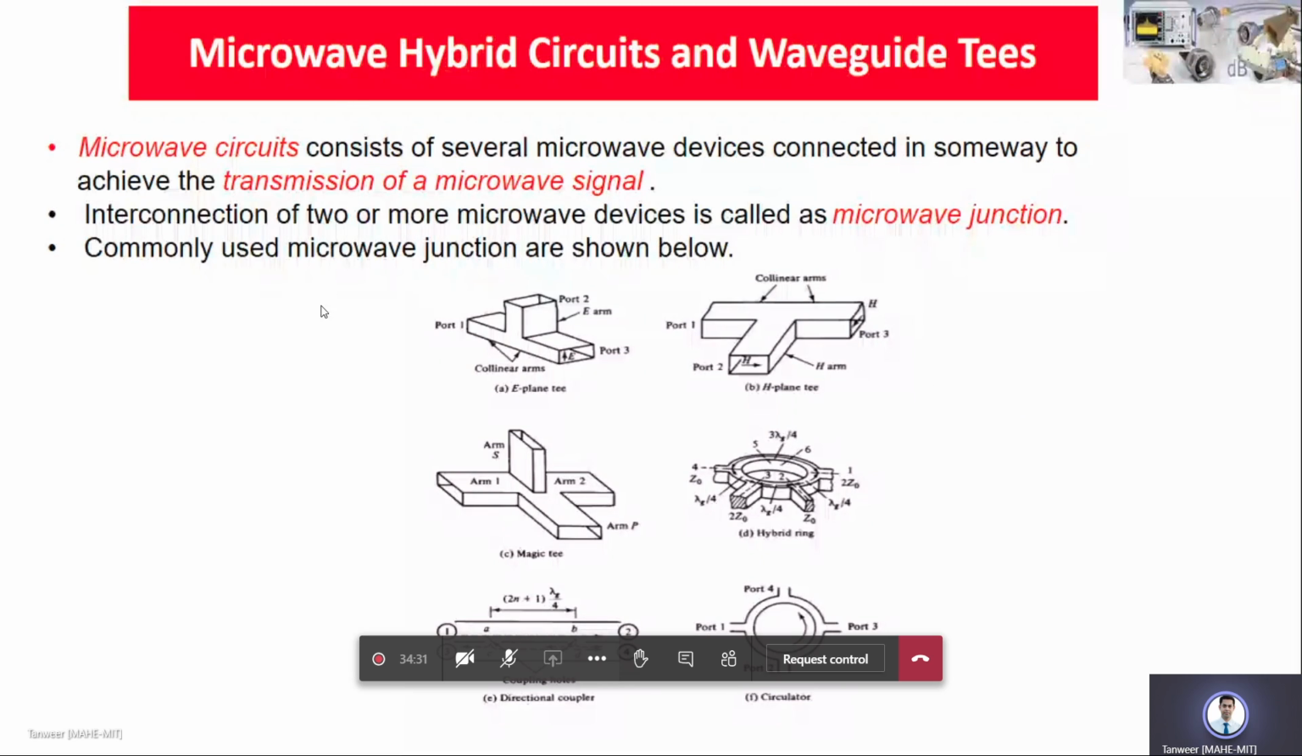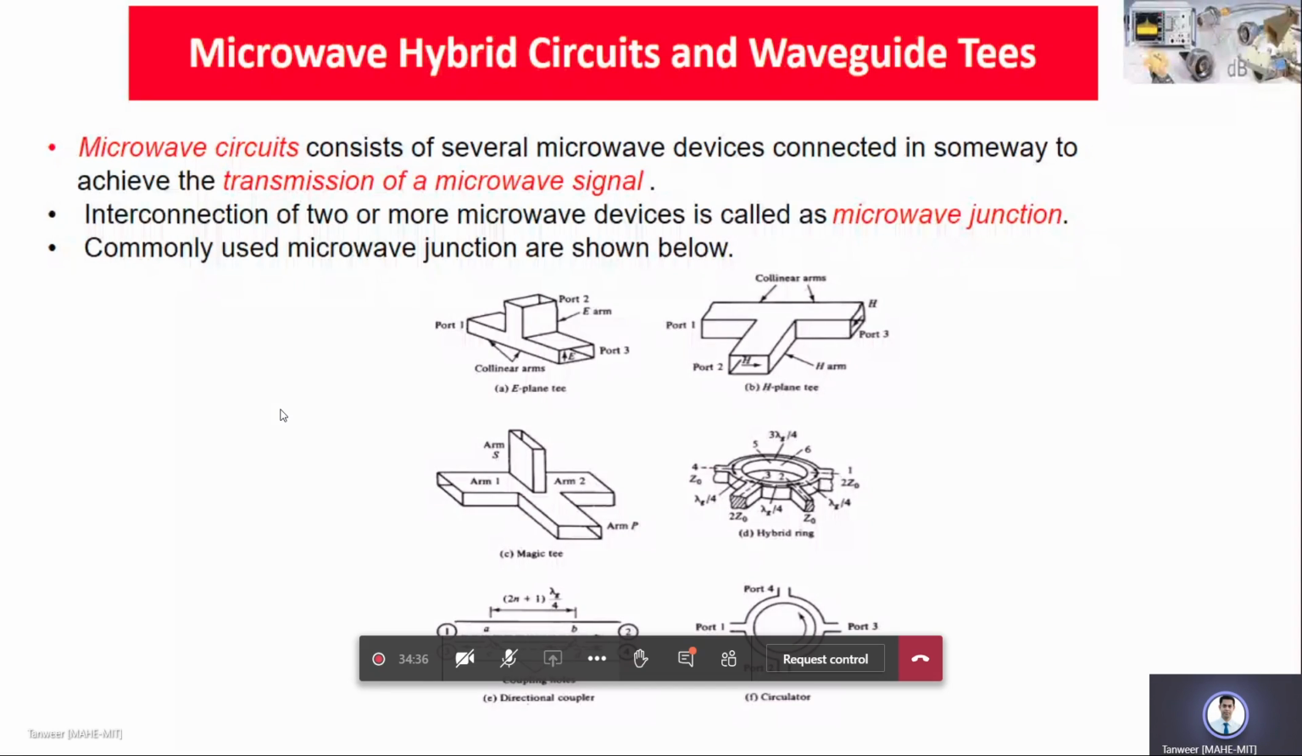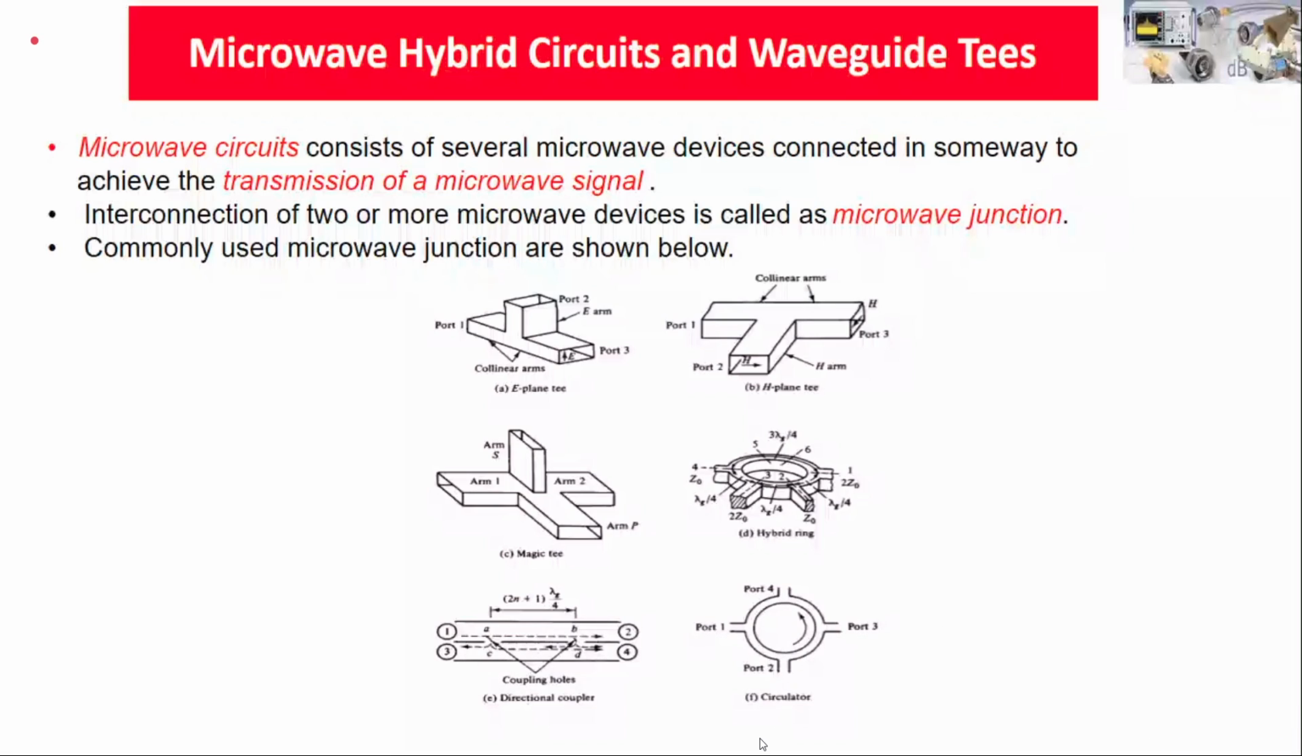So now what is basically a junction? As this is a common word which is applied in normal life also, generally a junction is where two or more lines meet at a particular place. In the same manner, in case of microwave devices, interconnection of two or more microwave devices is called a microwave junction. So as you can see, some commonly used microwave junctions are shown in the figure.